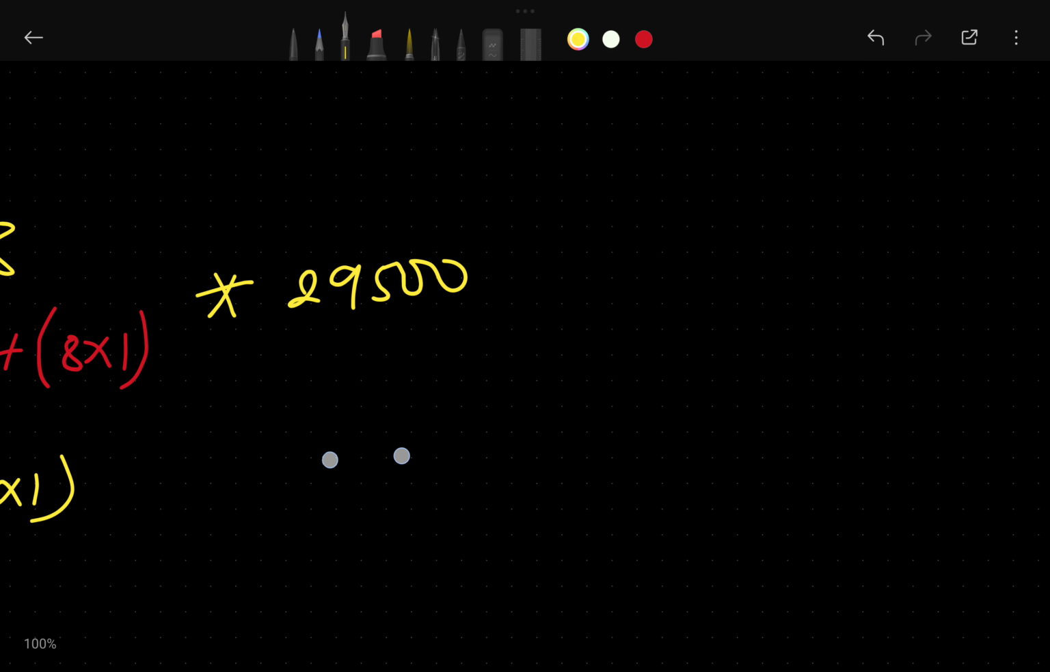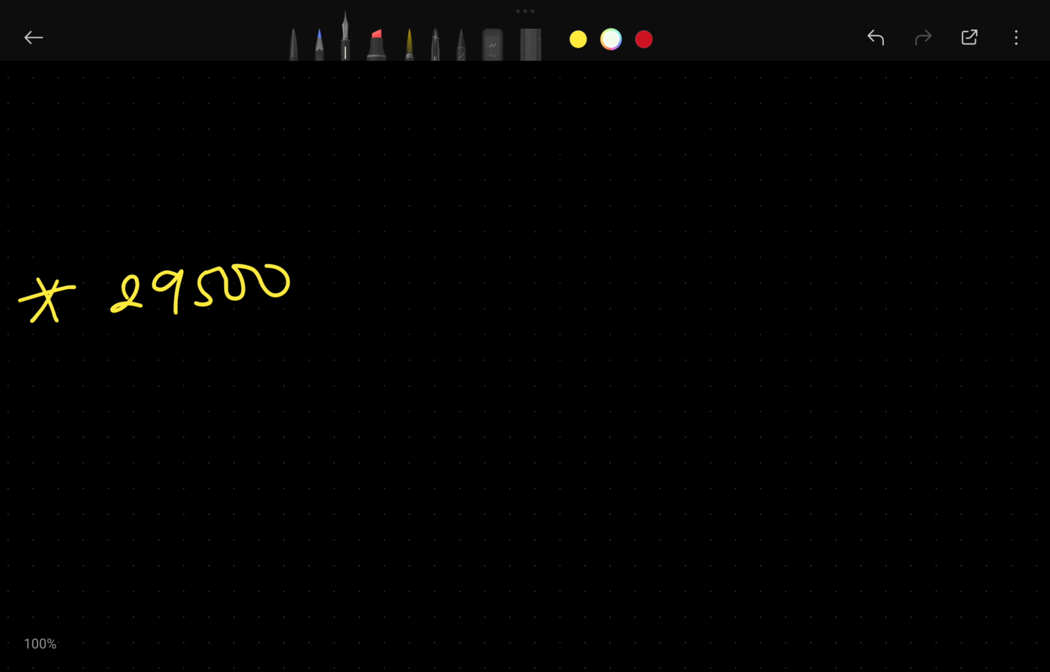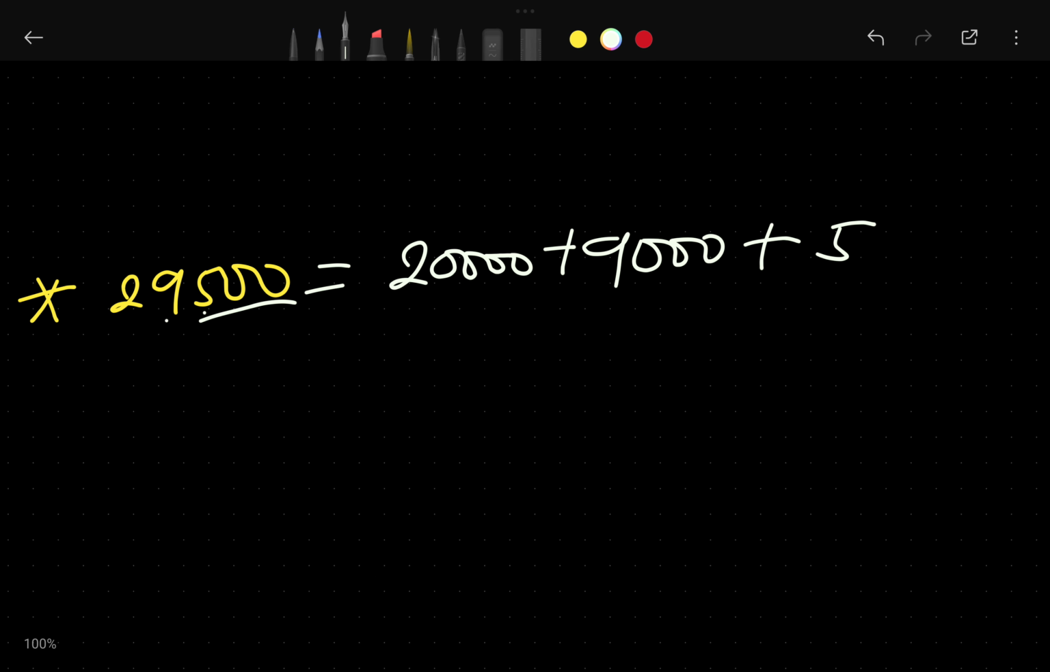It is 29500. So how will we solve this question? Simply, we know that this is 2 cross, let's do first of all: 1, 2, 3, 4 zeros. Okay, then 9, then 3 zeros, 1, 2, 3, then after 5 there are 2 zeros. We don't need to write 00, so leave it till here only. Now in number, how will we write? Just 2 cross 1, then after that how many? 1, 2, 3, 4 zeros, write the 4 zeros.